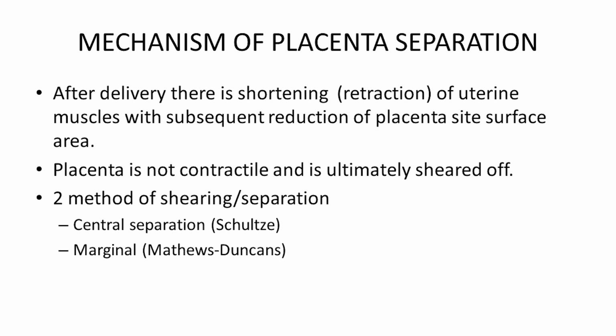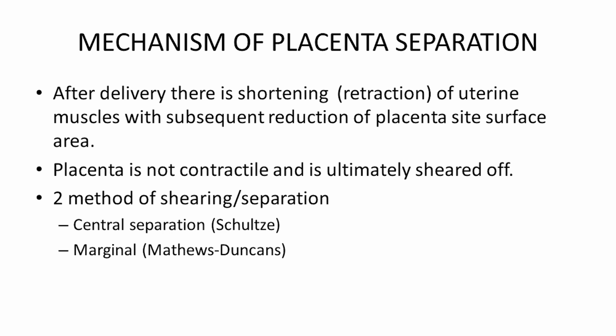What's the mechanism of placenta separation? After delivery, there's usually shortening, what is called retraction of the uterine muscles, with subsequent reduction of the placenta site surface area. After delivery of the fetus, there is contraction and retraction of uterine muscles, and the placenta site surface area is said to reduce by about 50%. And because the uterus is contractile, but the placenta is not a contractile structure, it is ultimately sheared off.